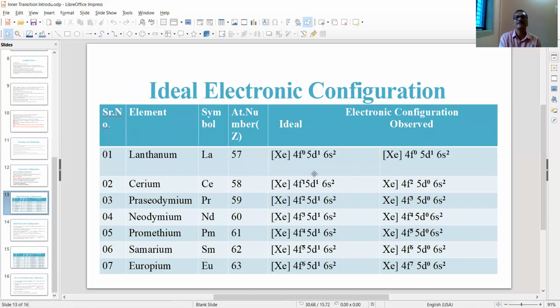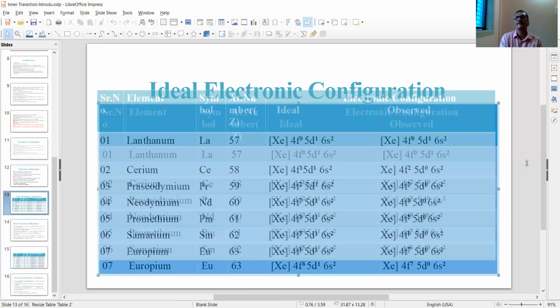So in the observed configuration, lanthanum remains the same, but in cerium an electron from d is shifted to f. In praseodymium as well, d to f. Samarium has 4f6. Europium has 4f7. Now see, europium in the expected configuration has 4f6, 5d1, but in the observed configuration it is 4f7, 5d0. That's because the 4f7 configuration is more stable than 4f6, since it is half filled. Likewise, 4f6 is more stable than 4f5, and so on.